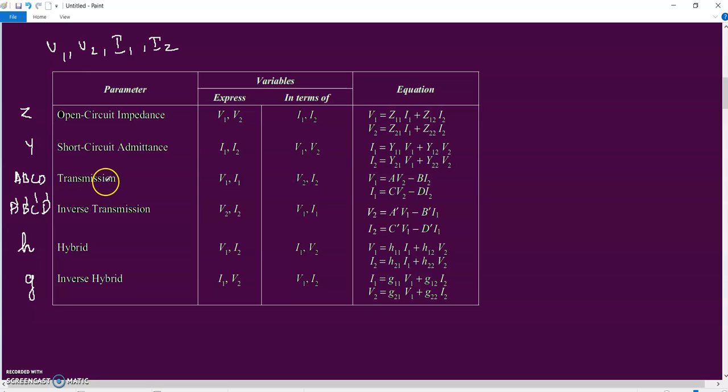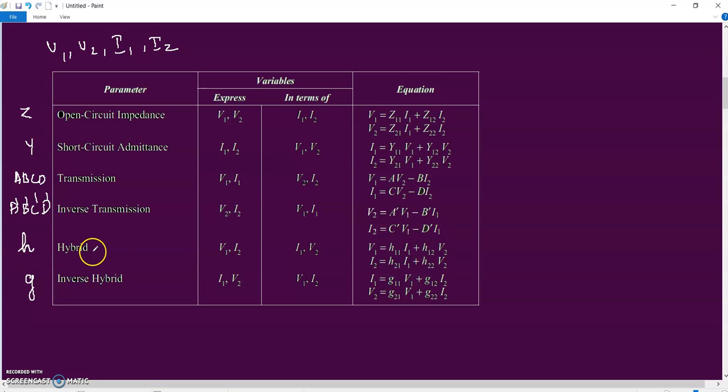Now coming to the transmission parameter or ABCD parameter, these are expressed in A, B, C and D. Here V1 and I1 are expressed in terms of V2 and I2, and here also we have a negative sign. Coming to the inverse transmission parameter, A', B', C', D' parameter, here V2 and I2 are expressed in terms of V1 and I1, and the different inverse transmission parameters are A', B', C' and D'.